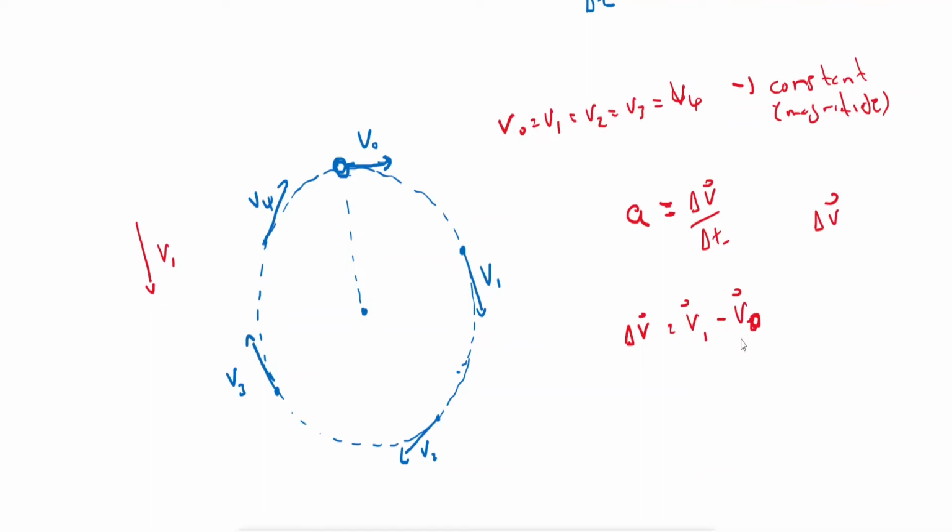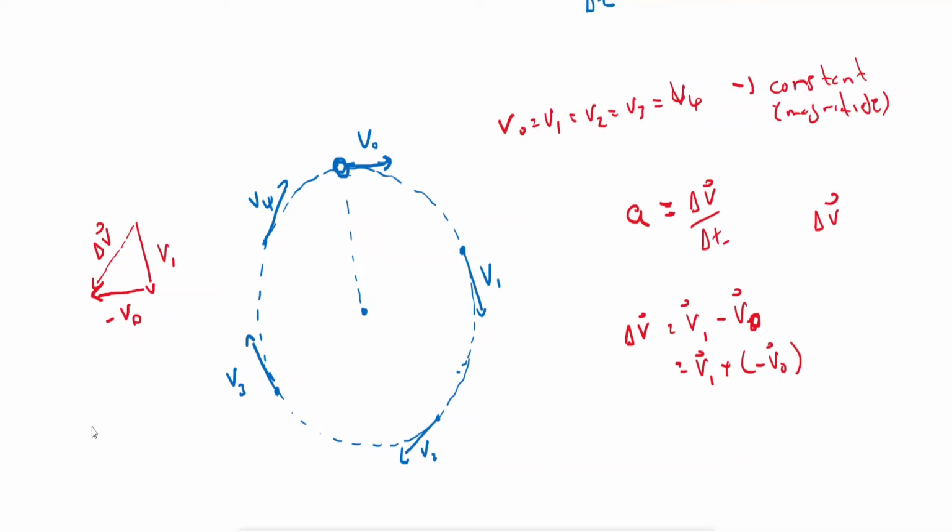I've already taught you vectors, so you should know how I'm adding this. This is the same as v1 plus minus v0. If you haven't watched the video on vectors, again, go to the description. It's going to be linked there. So minus v0 is going to be this vector here. You can see that my delta v vector is going to point like that.